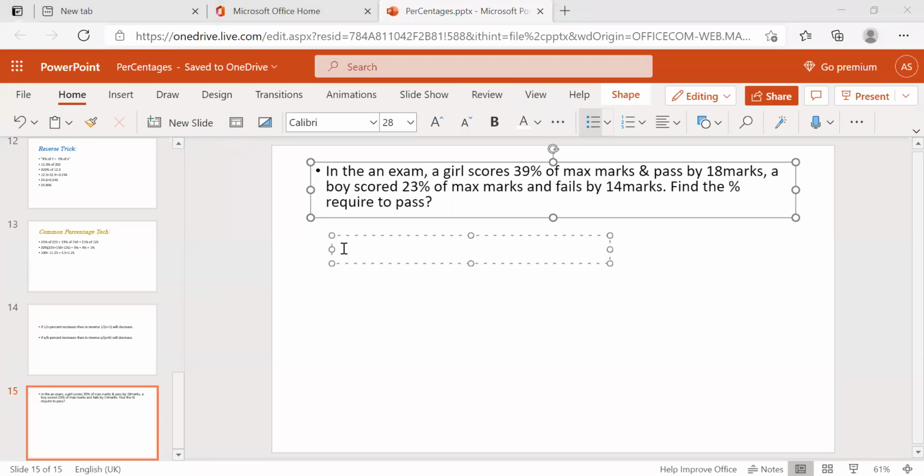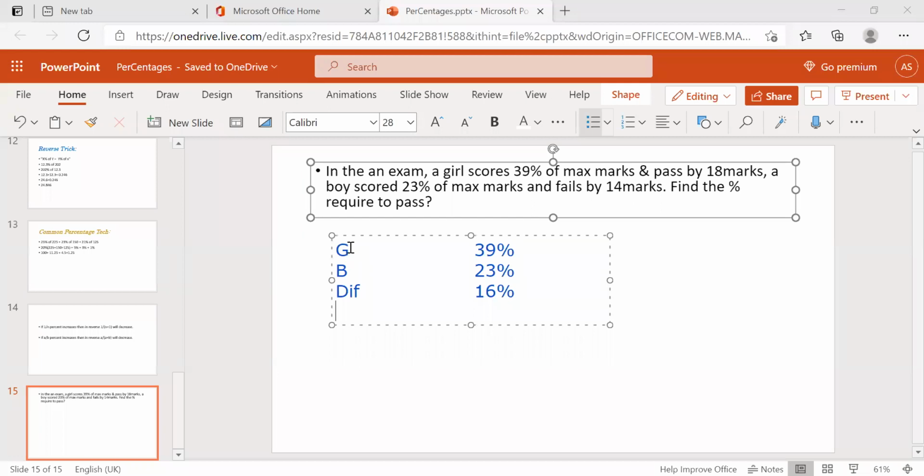So 39% is the girl's score, and the boy's score is 23%. Then what's the difference here? What's the difference? 16% is the difference, right? 39 minus 23 is nothing but 16%. So now I got the difference.